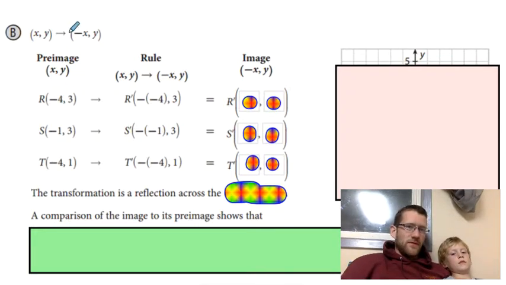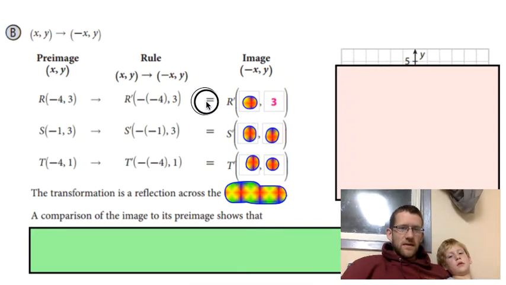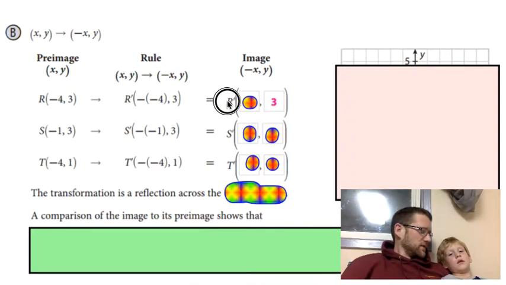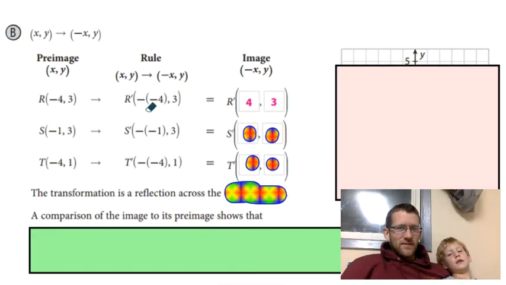So what's it going to become after the transformation, Millie? Does the y stay the same? I have y here and y here, so that stays the same, right? Yeah, so that stays the same. What do I do to the x? I have to make it negative, but it's already negative. So what's a double negative? Positive. Yeah, positive. So that's a +4. So a -4 is a +4. So that gives me 4, 3.